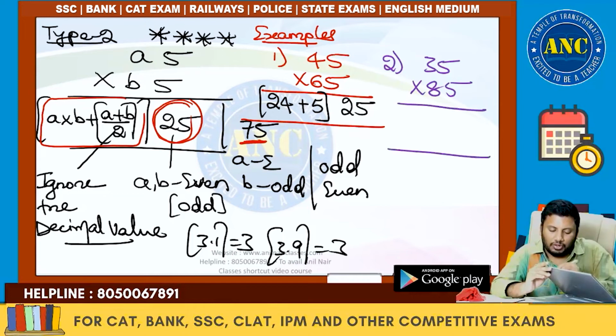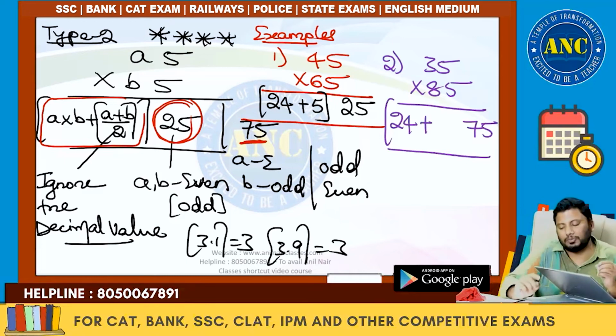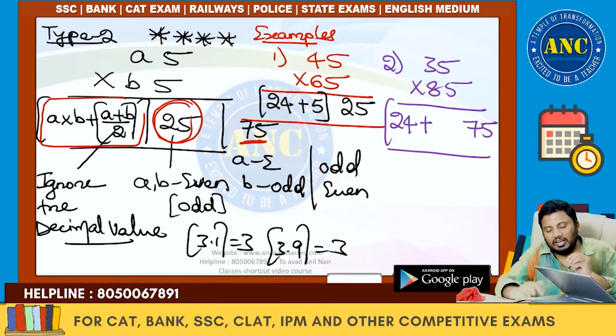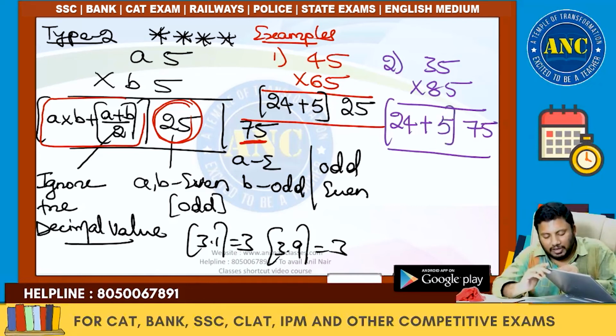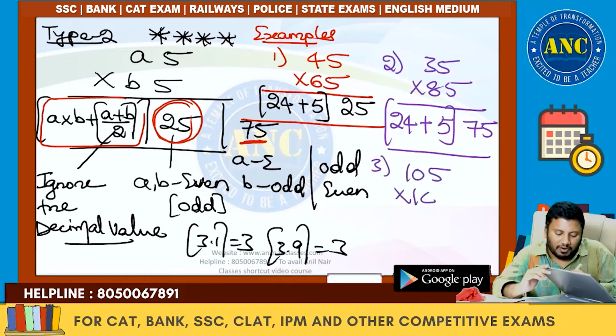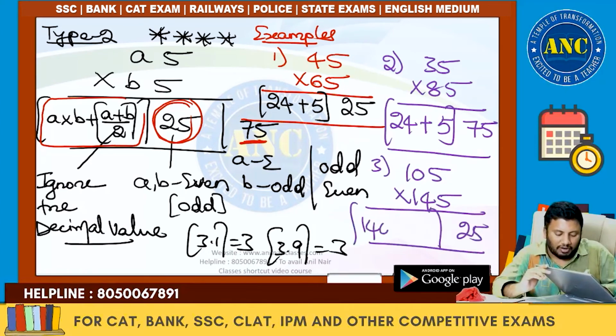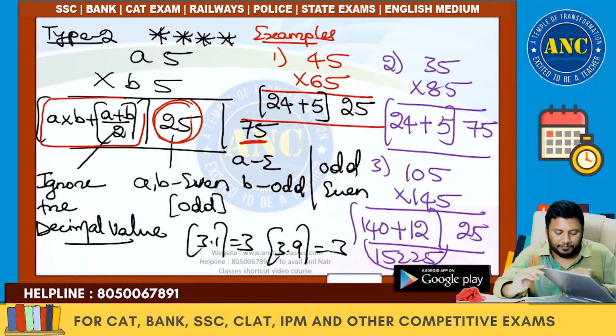Even 5 into odd 5, 75. 3 8s are 24, plus A plus B by 2: 3 plus 8, 11. 11 by 2, 5.5, so 5. 2975. 105 into 145. Even 5 into even 5, 25. 10 14s are 140, plus 24 by 2, 12. Answer is 15225.